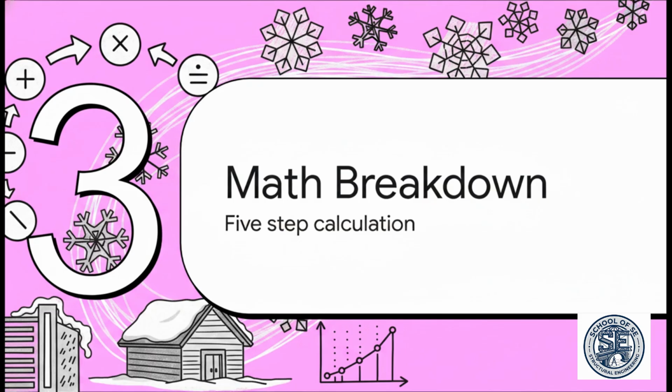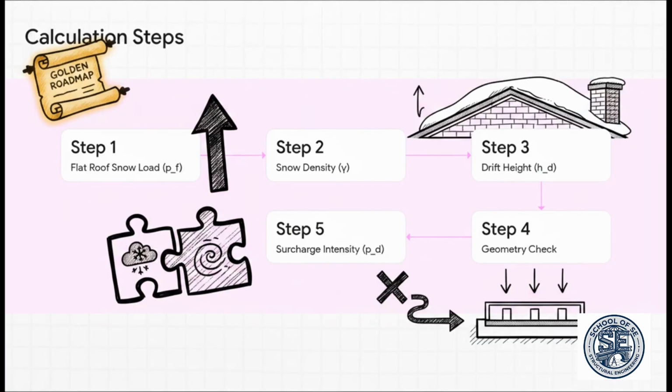Let's move into the primary analysis and unveil this math sequentially so we don't get overwhelmed. Listen closely, everyone. This right here is your golden roadmap. We're doing this in 5 steps. This is exactly why we must calculate the flat roof snow load and the snow density first. They're the required foundational puzzle pieces to find our theoretical drift height. Way before we can ever calculate the final surcharge, you just can't skip straight to the end. You've got to respect the sequence.